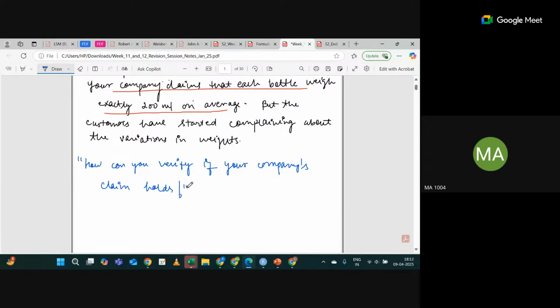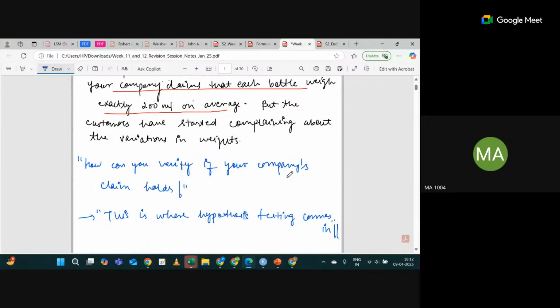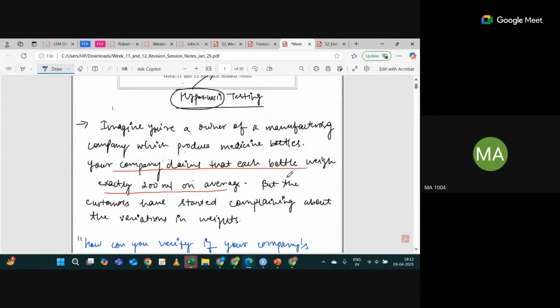Okay, so this is where hypothesis testing comes into the picture. Are you getting this part? The situation is you are going to make a claim in general for a population, and the question is how will you verify, how will you test your claim? This is called hypothesis testing.